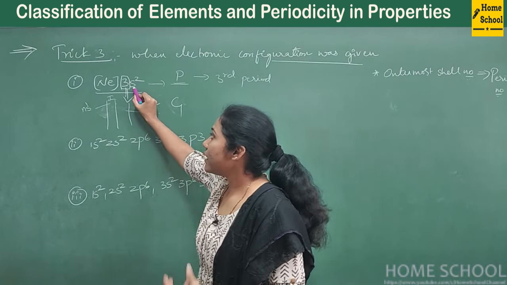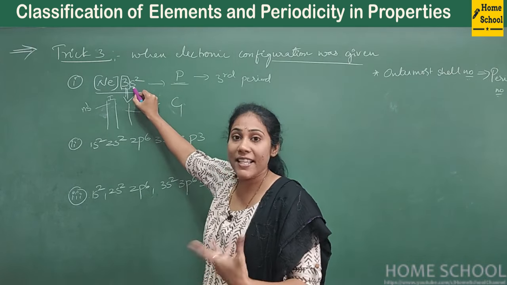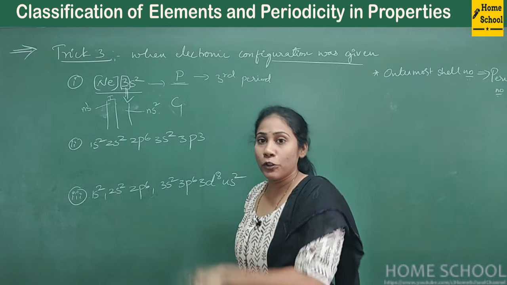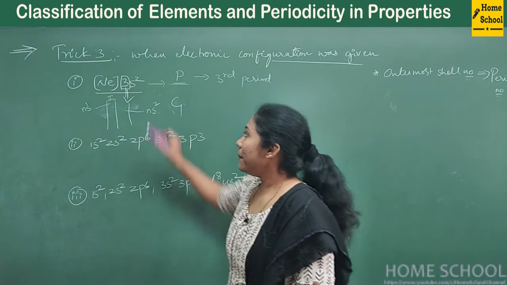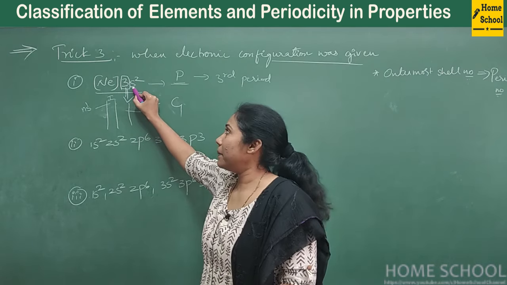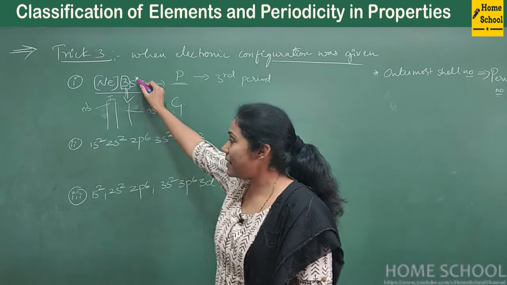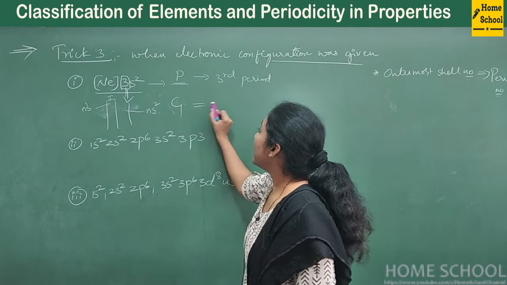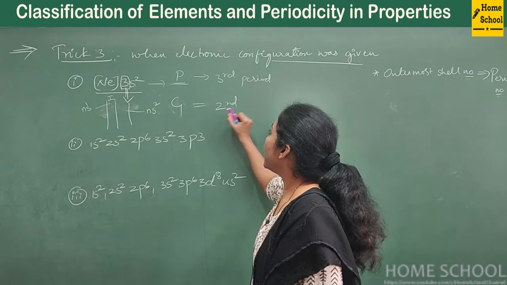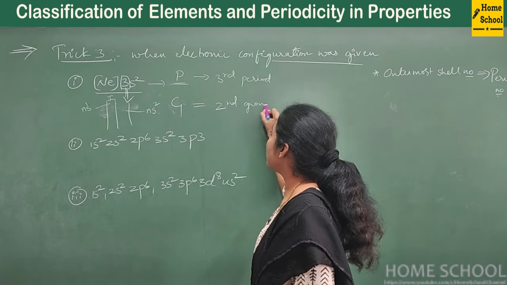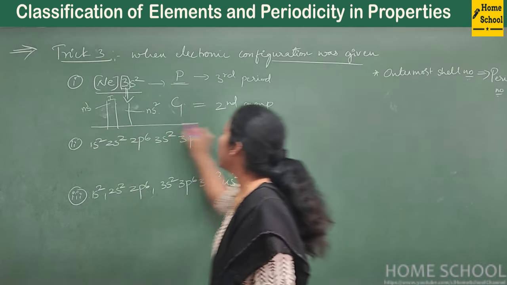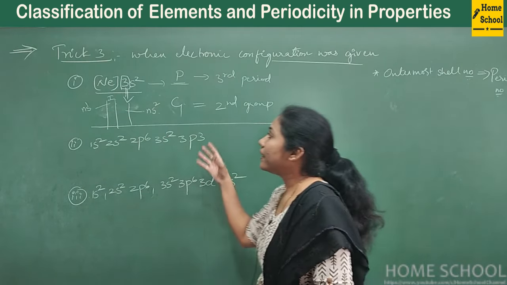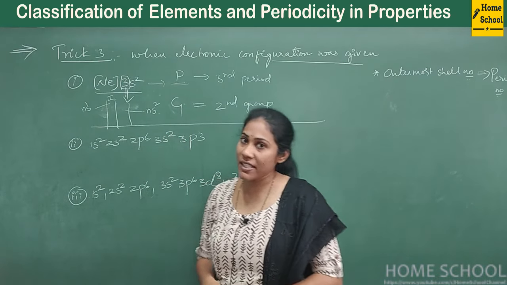See, the last electron is there in the S orbital. That means it's an S block element. There are two groups in the S block, group 1, group 2. For all group 1 elements, 1 electron is there in the S orbital. For all group 2 elements, 2 electrons would be there in the S orbital. Okay, so the group number is 2, so it belongs to the second group, right? So this is how you can identify the period number and group number when the electronic configuration is given.